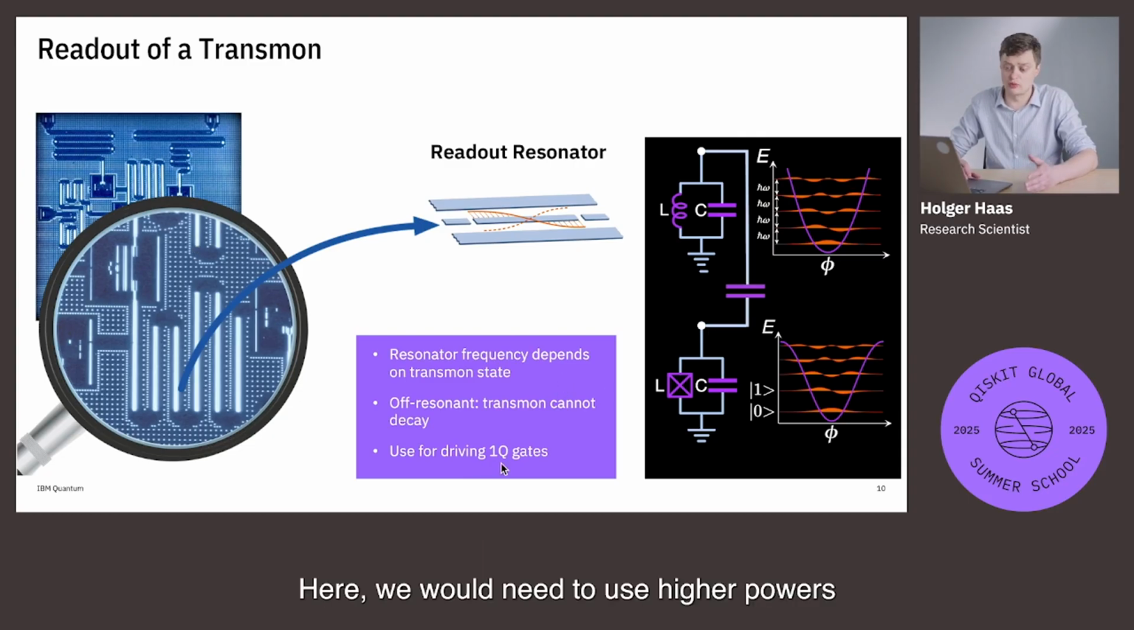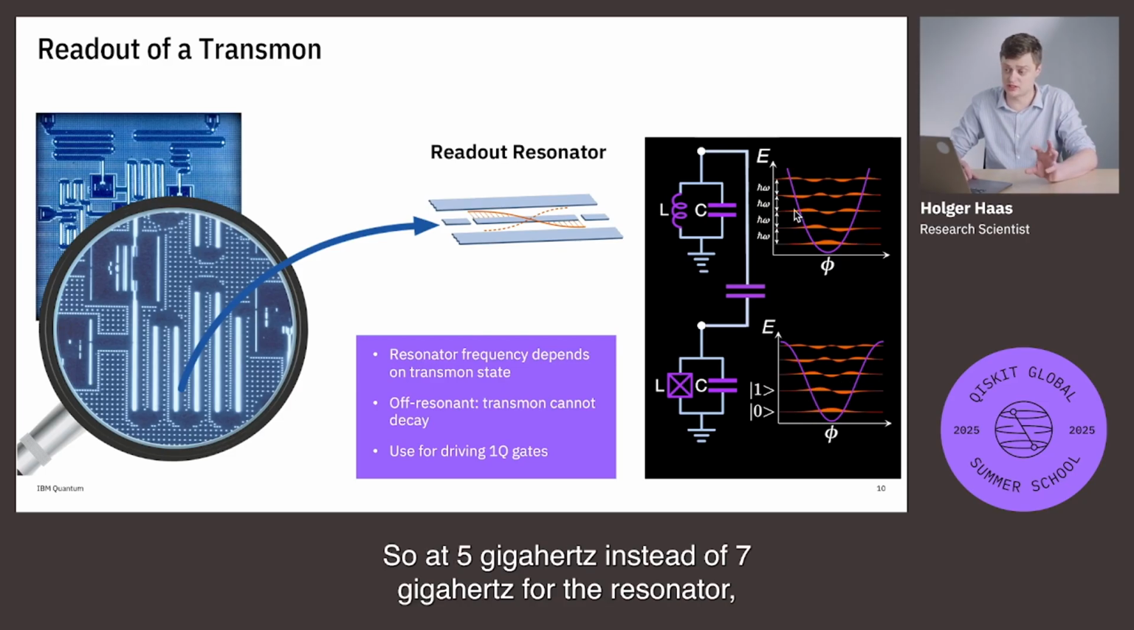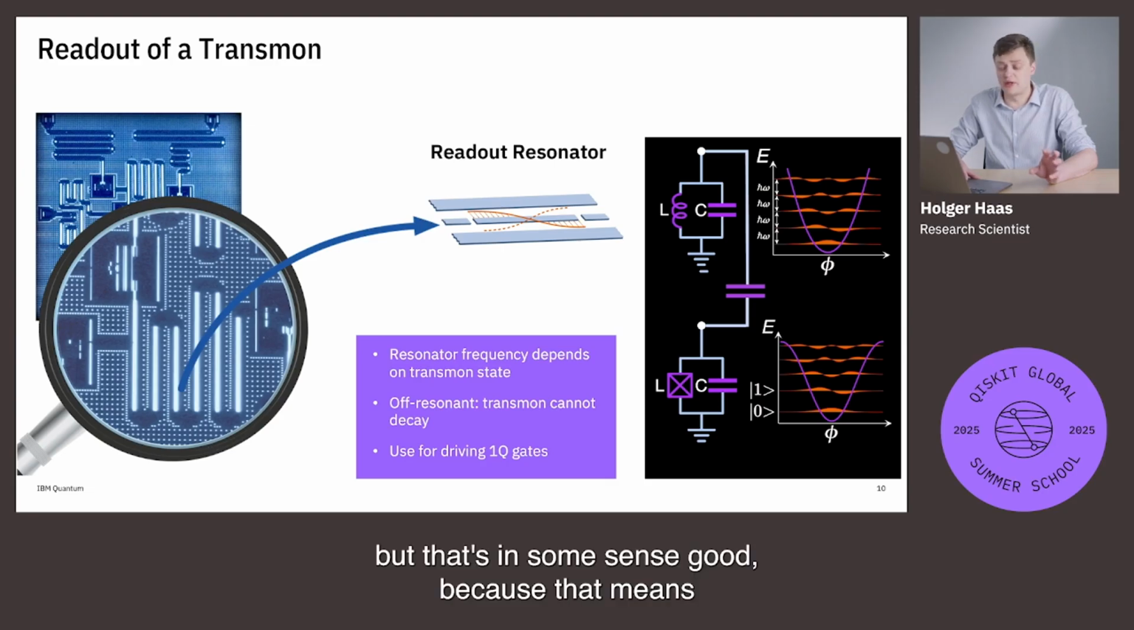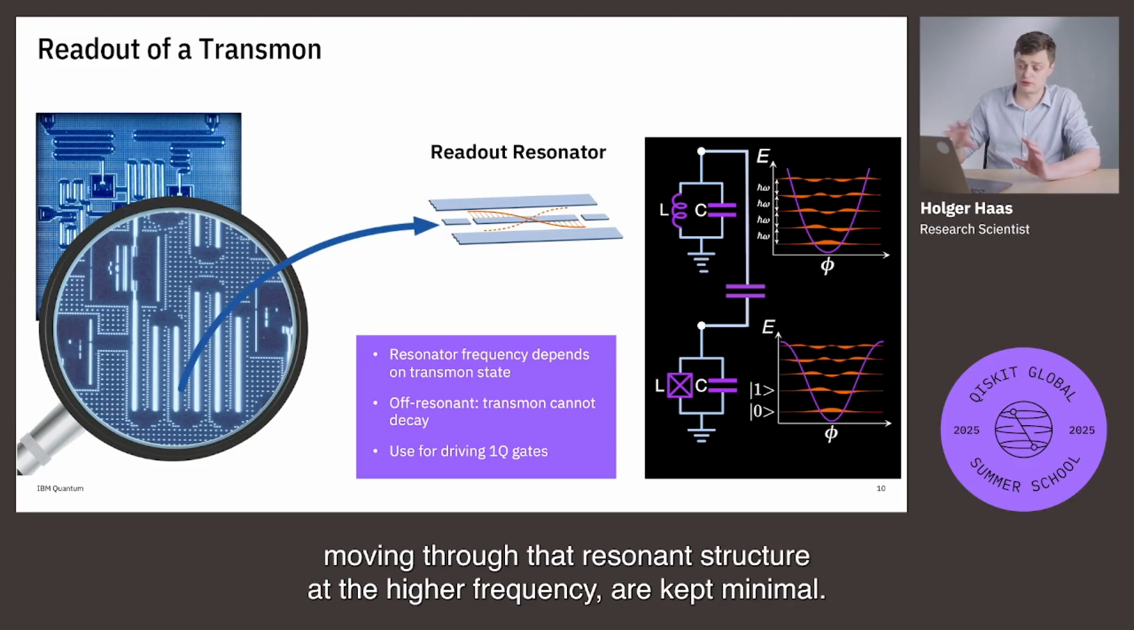Here, we would need to use higher powers because we would drive them resonantly with the transmon, so at 5 gigahertz instead of 7 gigahertz for the resonator. But that's in some sense good, because that means that the distortions that the waveform experiences moving through that resonance structure at higher frequency are kept minimal.